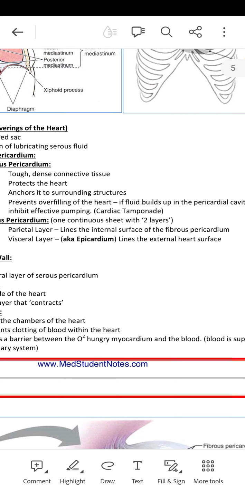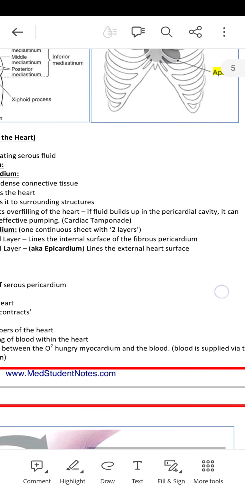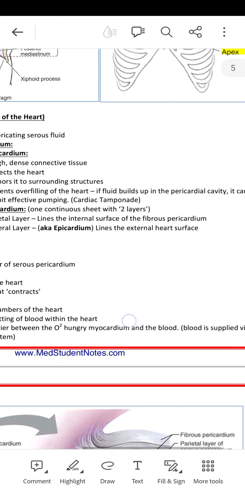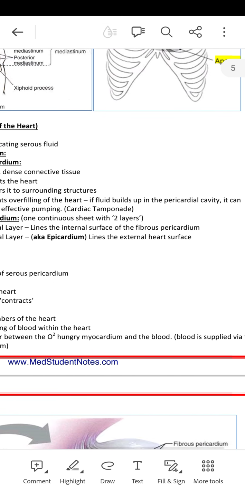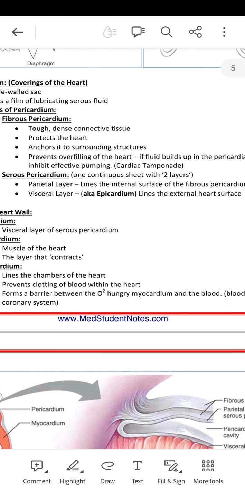It is also called cardiac tamponade. As you can see, fluids build up in the pericardial cavity. If fluids build up in the pericardial cavity, it is a condition that inhibits the effective pumping: cardiac tamponade.